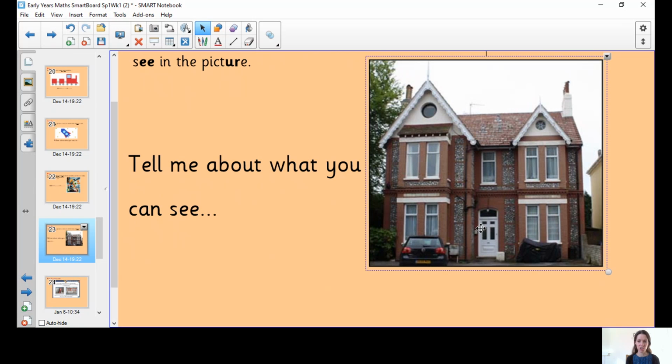We can see that it has 4 sides, 2 long sides and 2 short sides. And it has 1, 2, 3, 4 pointy corners. I'm sure you found some other shapes in the picture as well.